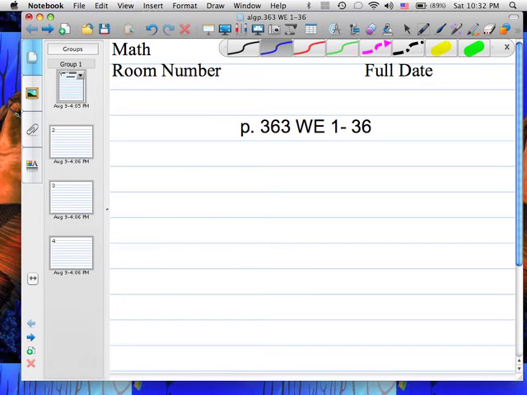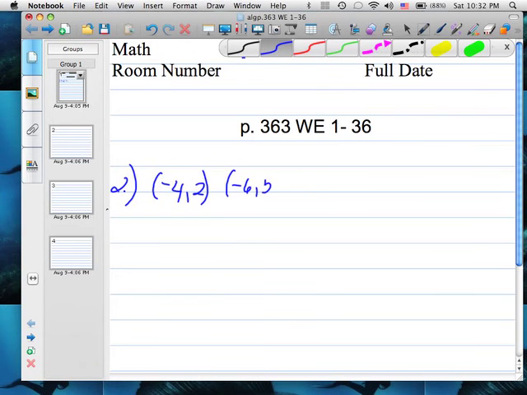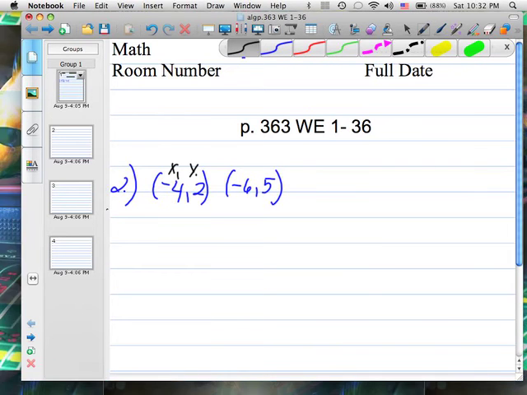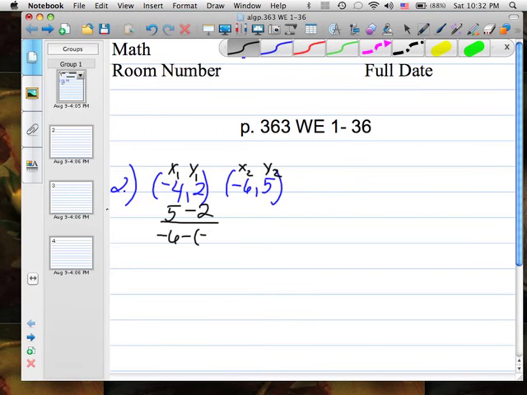So problem number 2, they want us to find the slope of the line through the given points. Our points are (-4, 2) and (-6, 5). So our slope is a change in y. This is x sub 1, y sub 1. This is x sub 2, and this is y sub 2. So it's 5 minus 2 over -6 minus -4.